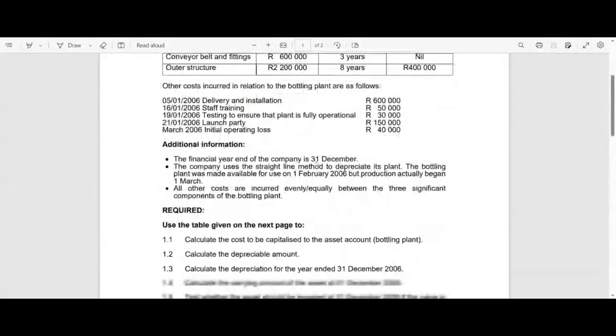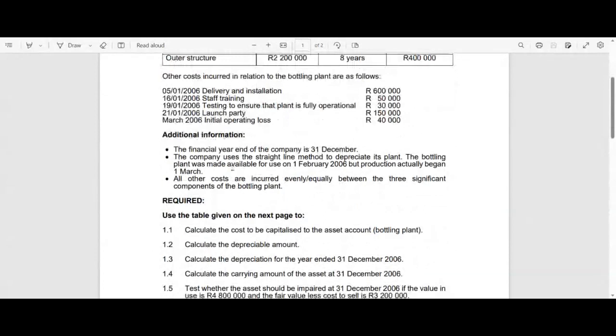Then we also saw here in that second bullet, they say the bottling plant was made available for use on the 1st of February. What that really means, ladies and gentlemen, is that at that point in time, the 1st of February 2006, we were happy that the bottling plant is ready to be used, right? It is working properly. We've tested it. Everything is A-OK. It is ready to go. So everything is settled.